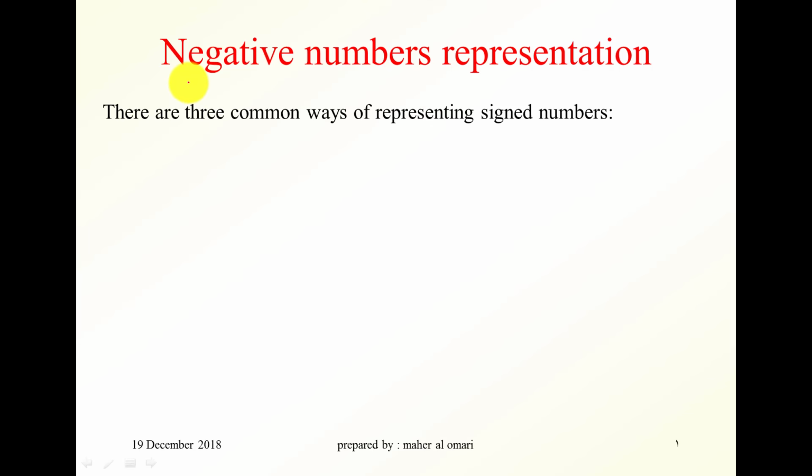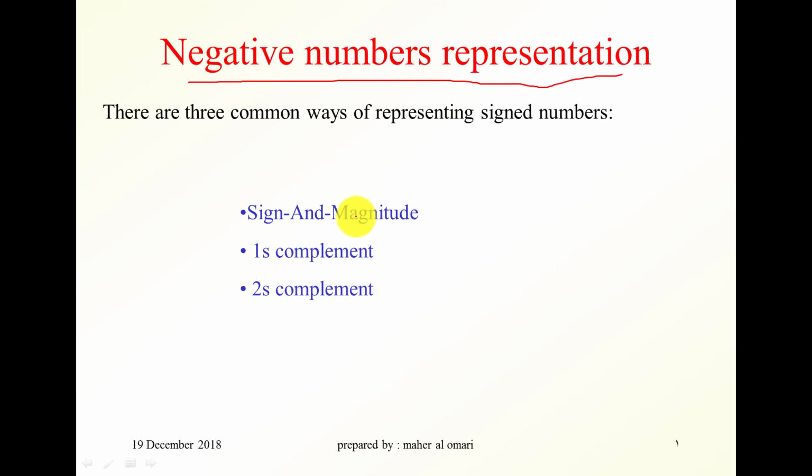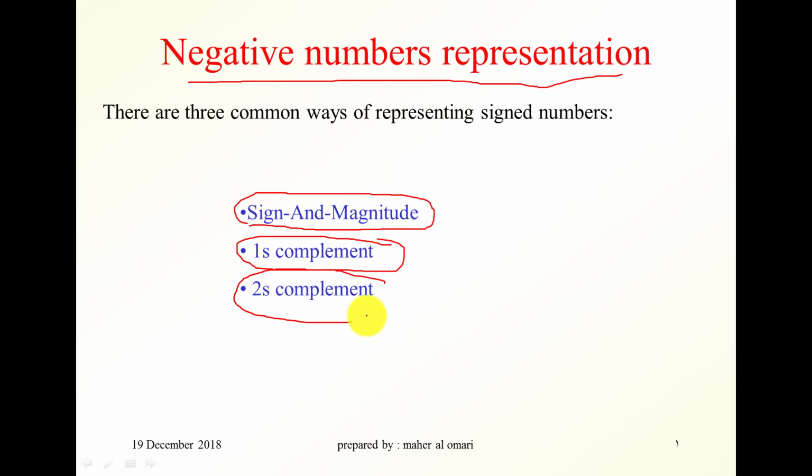Negative number representation. There are three common ways to represent signed numbers in digital systems. These are the sign and magnitude notation, the ones complement notation, and the twos complement notation.